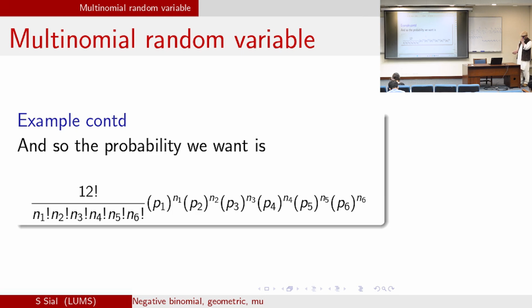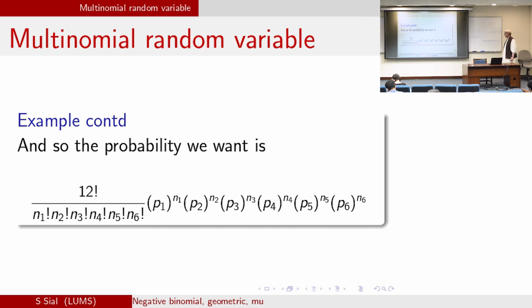So if you have 12 trials with 6 possible outcomes, P1 is the probability of getting the first outcome in each trial, P2 is the probability of getting the second outcome in each trial, up to P6 is the probability of getting the sixth outcome in each trial. And then N1 is the number of times that the first outcome actually occurred in those trials. N2 is the number of times that the second outcome occurred in those 12 trials, and so on. Then this is the probability of getting the first outcome n1 times, the second outcome n2 times, and so on.